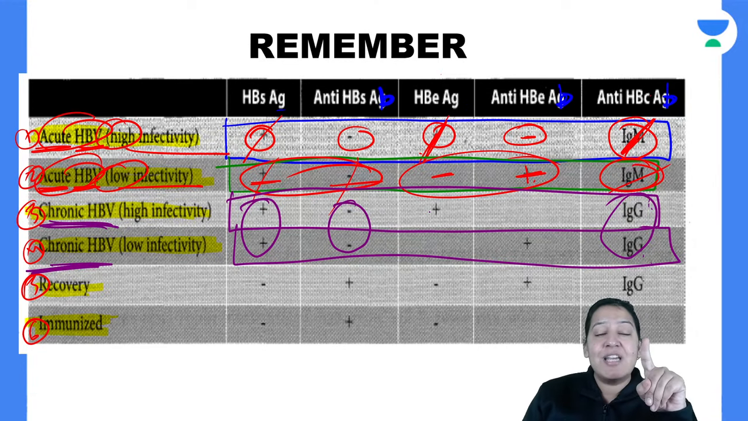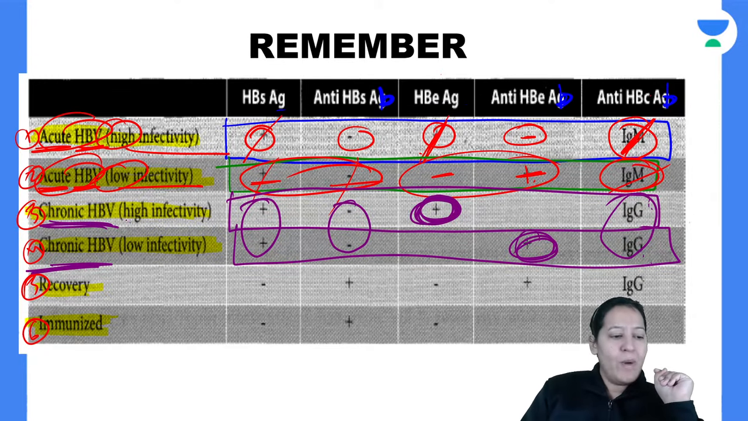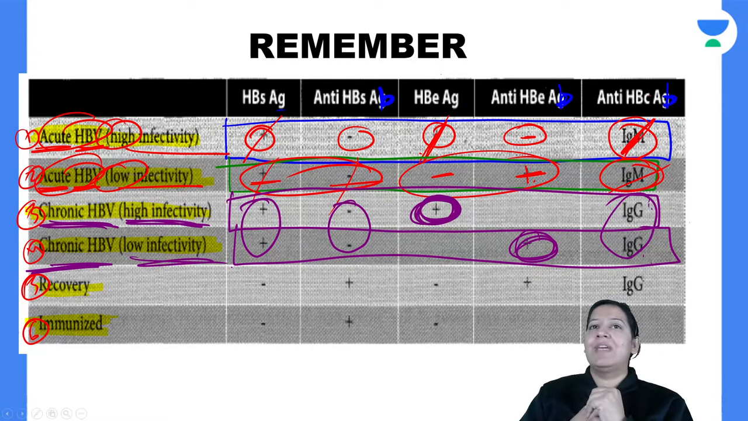Now see the E profile. In the first patient, antigen E is present. In the second, antibody E is present. So one is of high infectivity, one is of low infectivity.